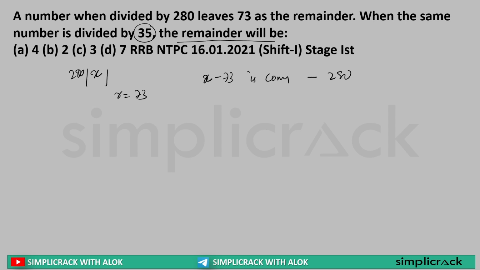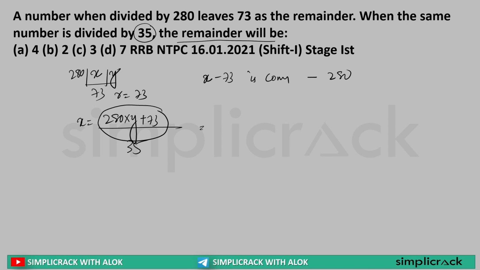See, it is saying a number is divided by 280, which gives me 73 as the remainder. So for an example, I say x is divided by 280, y is my quotient and 73 is my remainder. So I can write x is equal to what? 280 multiplied by y plus 73. Yes or no? So this is my number. Now if this is divided by 35, what will be the remainder I will get?